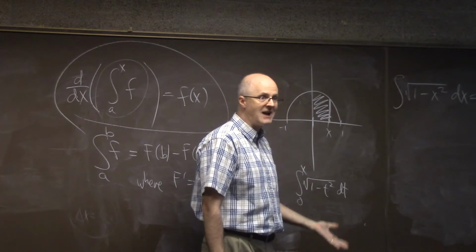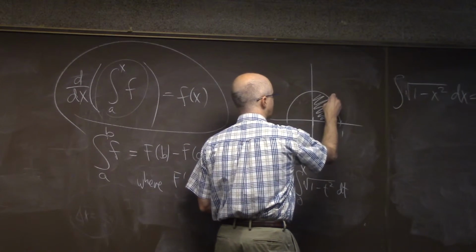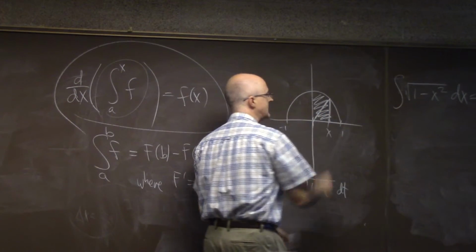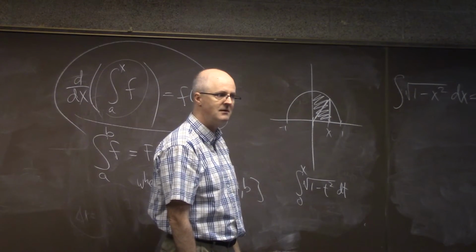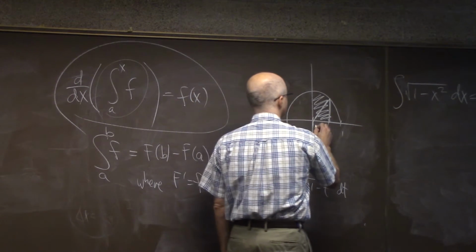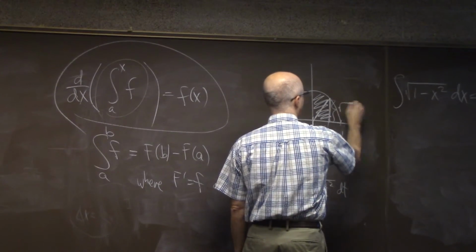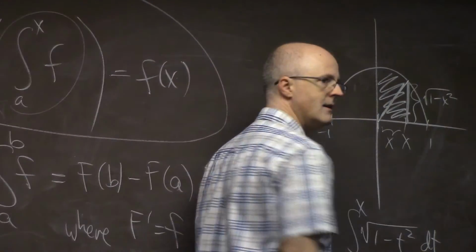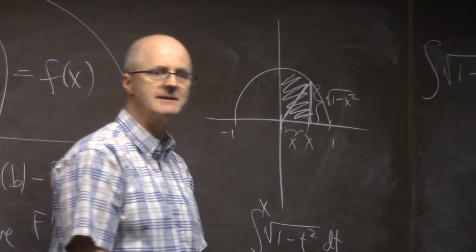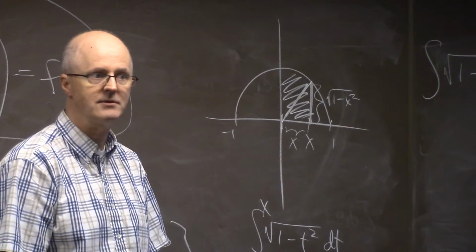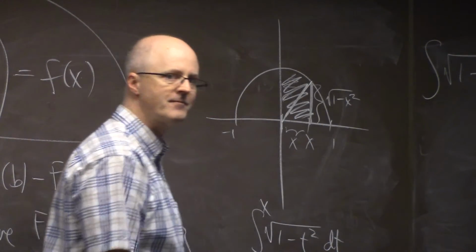And this actually is not too hard to do. Just taking this area and breaking it up like this into a triangle and a sector of a circle. The base of the triangle is x. The height of the triangle is square root of 1 minus x squared. So the area of the triangle is 1/2 x times square root of 1 minus x squared. That's part of your antiderivative. What about the area of the sector of the circle?